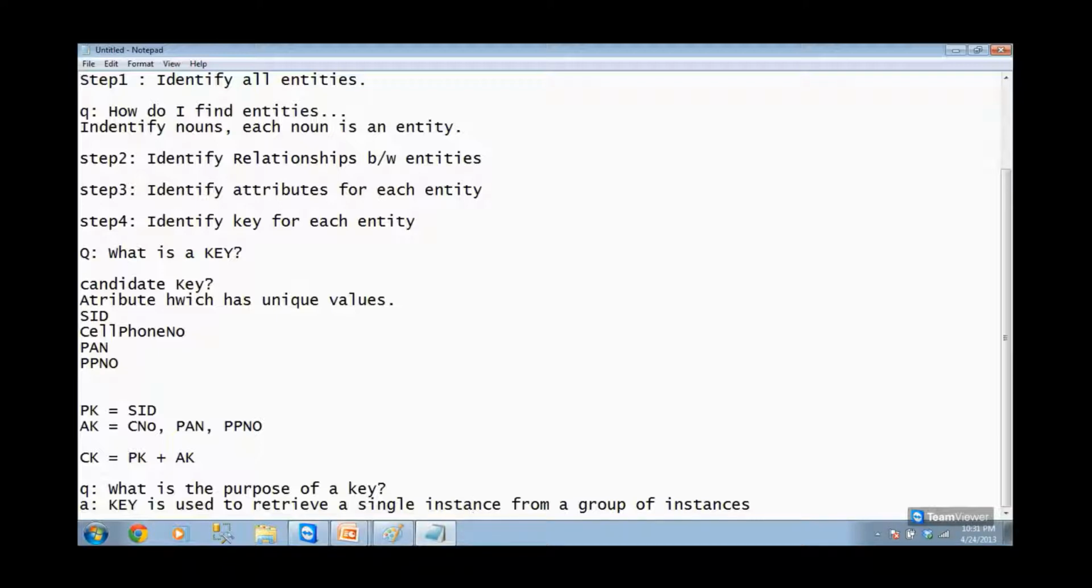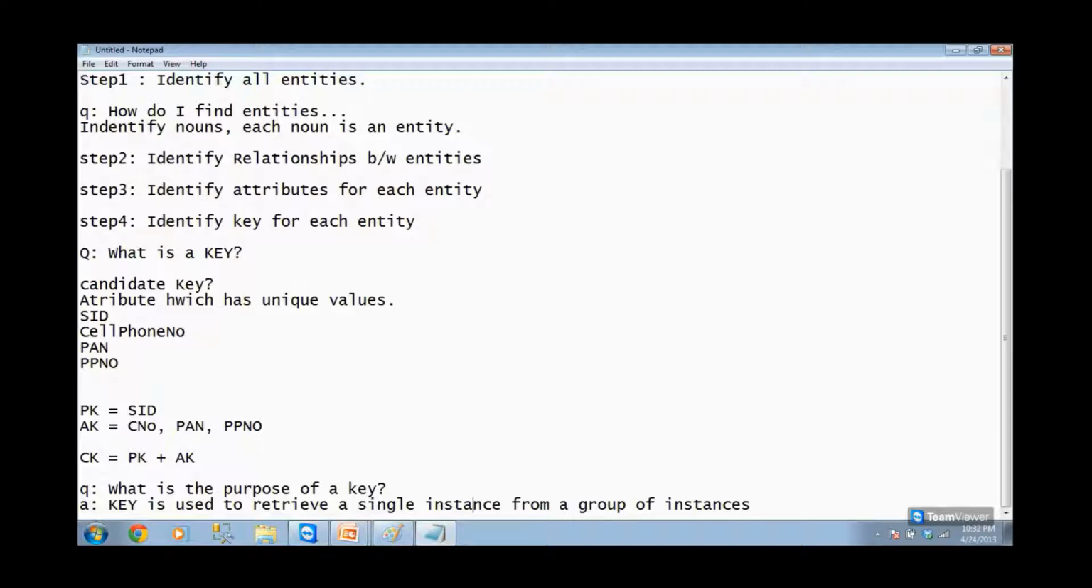When you have a primary key or alternate key, it is very easy for anybody to retrieve a single customer or single student ID. So a key is not mandatory for each and every entity, but it is recommended. You have to be very clear on this. So what is a key? A key is an attribute. Using that attribute, you should be able to identify a single instance from the group of instances.